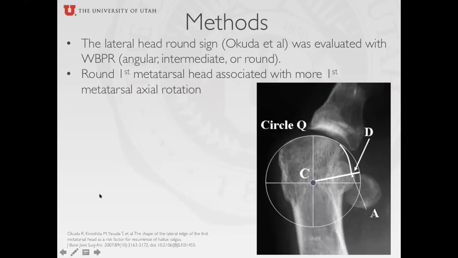So we also looked at the lateral head round sign that was described by Okuda et al. on weight-bearing plain radiographs. To do this, you create a circle that essentially matches the first metatarsal articular surface, and then find the distance from the lateral edge of the first metatarsal head to the edge of that circle. If that value was between 0 and 1 millimeters, it was considered a round metatarsal head. If it was between 1 and 2 millimeters, it was an intermediate metatarsal head. And if it was greater than 2 millimeters, it was an angular first metatarsal head.